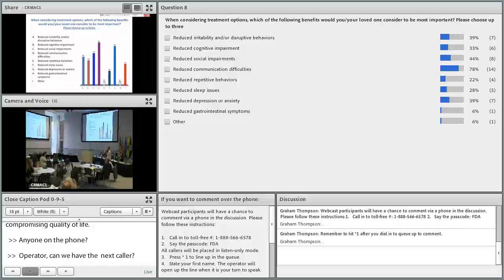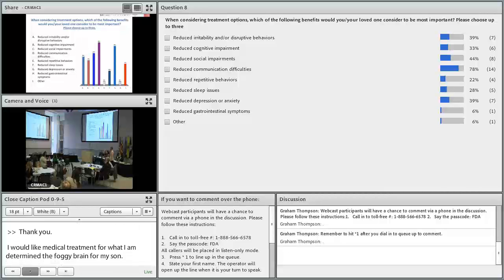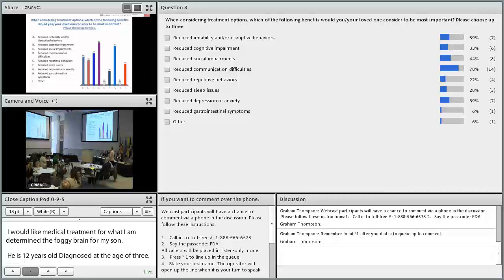Yes, thank you. I would like medical treatment for what I've termed the foggy brain for my son, who is 12 in July, diagnosed at the age of 3. We've had an MRI, and they say there's nothing worrisome about that. I don't know the medical term for it, but he definitely has what we call foggy brain, and it takes him to maybe 11 o'clock to come out of it, and that is impacting his school days. Okay. Thank you very much, Brenda.